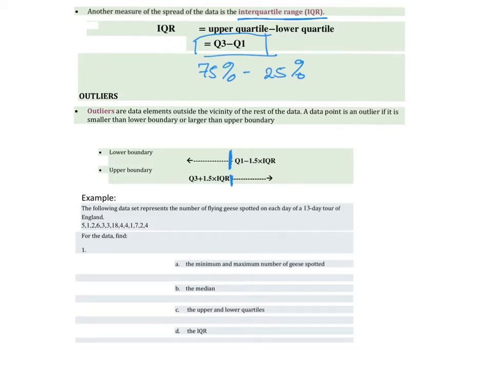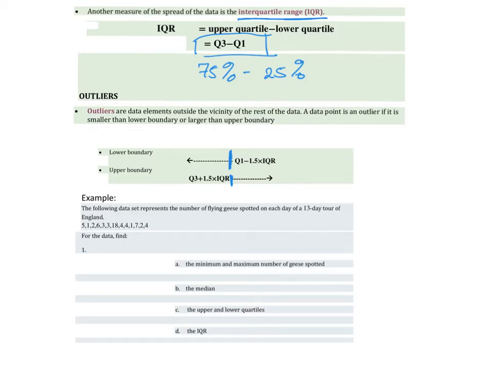The following data set represents the number of flying geese spotted in each day of a 13-day tour of England. So we have 5, 1, 2, 6, 3, 3, 18, 4, 4, 1, 7, 2, 4. So they were all spotted on individual days. Now, we're asked to find pretty much the 5-point summary here: the minimum, the maximum, the median, the upper and lower quartiles. And then the last thing is to find the IQR. All of this should be able to be done on your calculator. So we'll put everything into our list and spreadsheet and work it out from there.